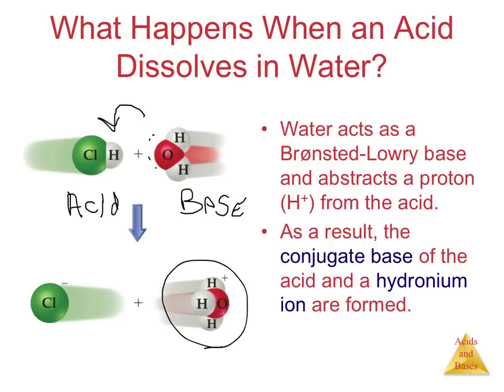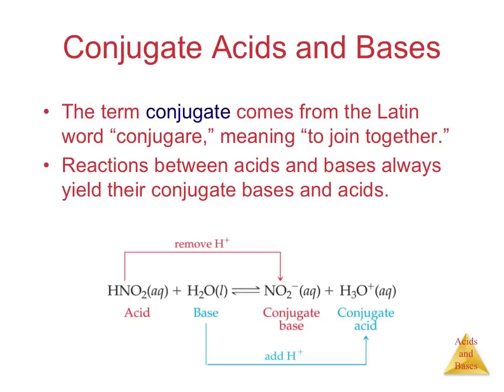The result of that is we are going to get a conjugate base from the acid. So our HCl is going to give the conjugate base, which is Cl minus, and it's not much of a base, and we'll talk about that in a future video. And the hydronium ion is going to be the conjugate acid. Again, this conjugate means that they're joined together.